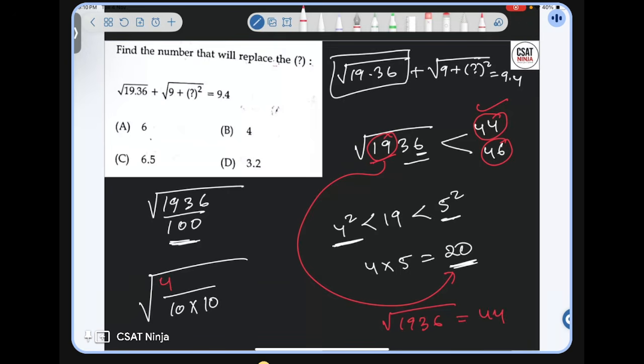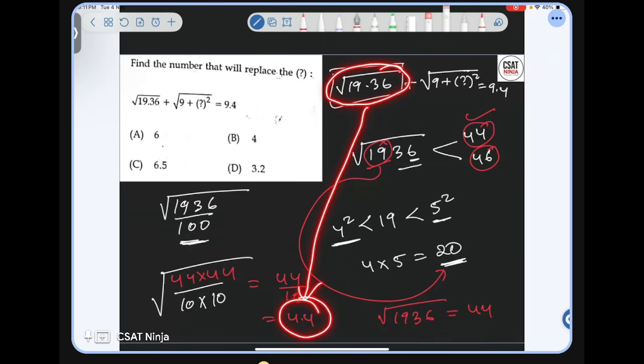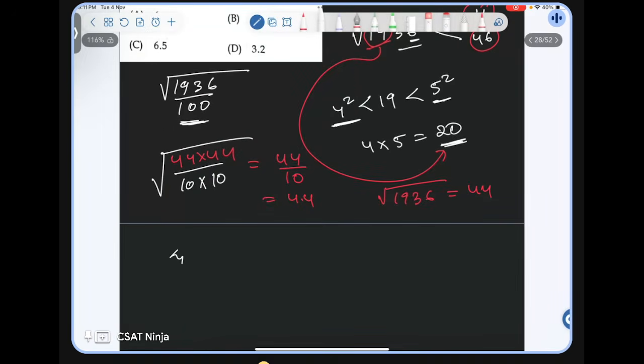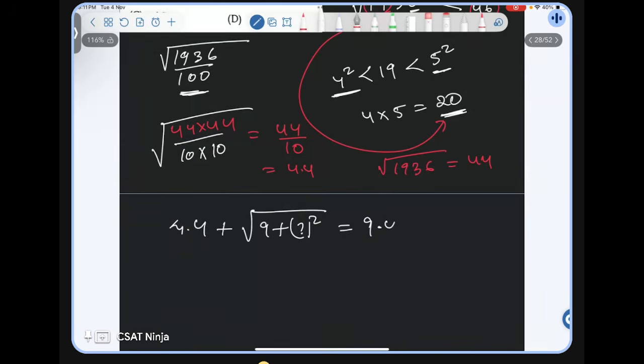So I can write this as 44 divided by 10. Can I write this as 4.4? Why? Because one place point there. So the square root of 19.36 is nothing but 4.4. That's what I've got. Now, let's put the value. 4.4 plus, we still have root over 9 plus question mark whole square, which is equal to how much? 9.4.